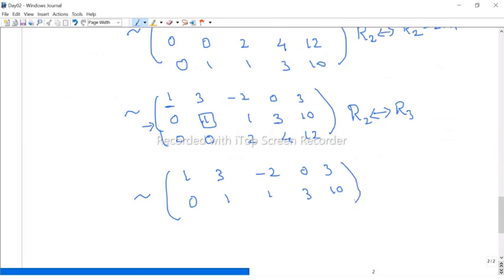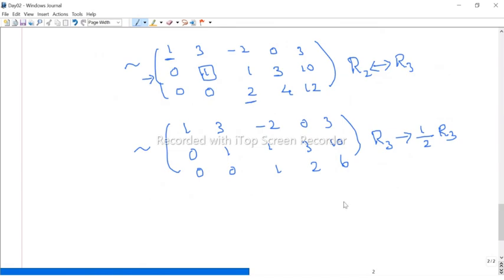Now, what I am going to do for R3 is divide R3 by 2, that is, multiply by 1 by 2. This entry is 2, so if you multiply by 1 by 2 or divide by 2, we get 1. And 4 by 2 is 2. 12 by 2 is 6.